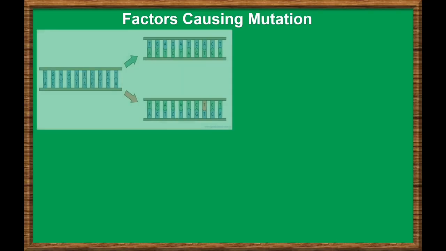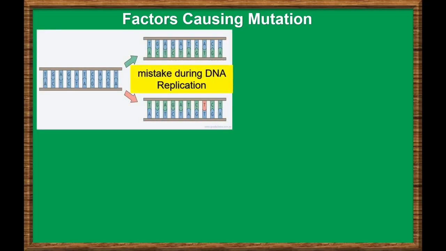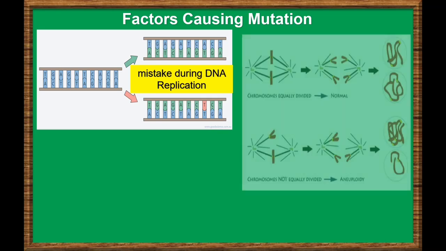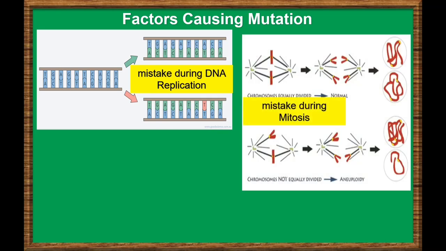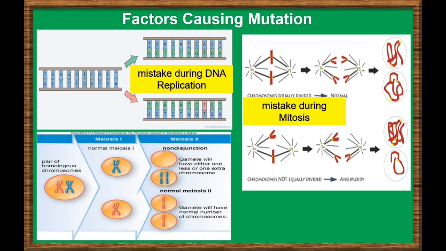Sometimes mutations can occur from the following: mistakes during DNA replication, mistakes during mitosis. Mitosis is a process where a single cell divides into two identical daughter cells, or even during meiosis. Meiosis is a process where a single cell divides twice to produce four cells containing half the original amount of genetic information. These cells are our sex cells, sperm in males and eggs in females.